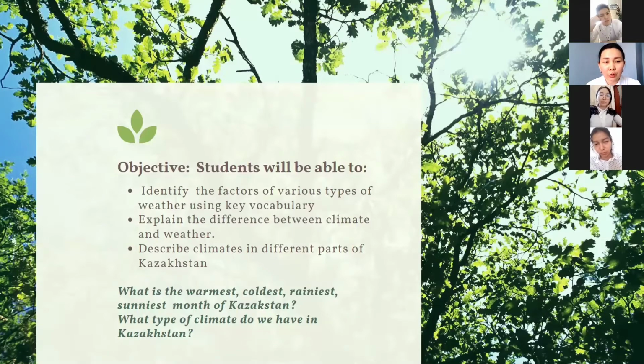Now let's introduce the objectives of our lesson. At the end of the lesson, you will identify the factors using the key vocabulary, and you will be able to understand and explain the difference between climate and weather, and describe climates in different regions of Kazakhstan. And during the lesson, you will find the answer to the questions: what is the warmest, coldest, rainiest, and sunniest month of Kazakhstan? And of course, what type of climate do we have in Kazakhstan?